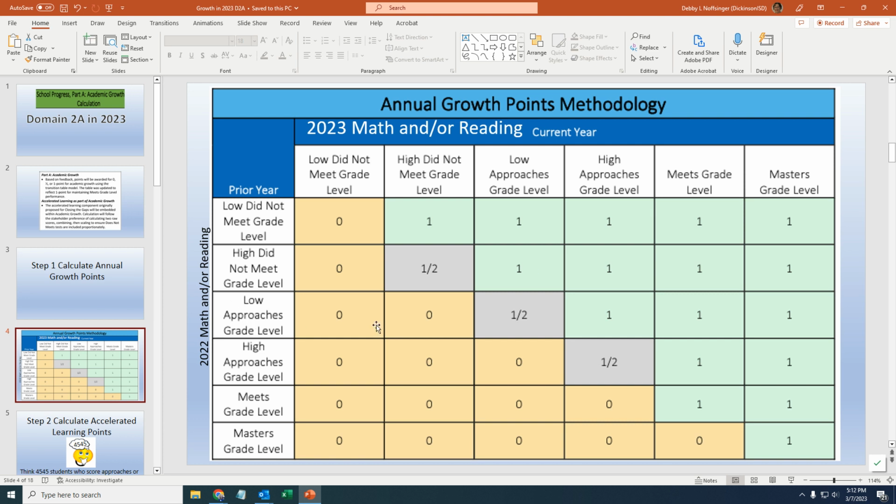If they were at low approaches, stayed at low approaches, a 1/2 point. Low approaches, moved up to high approaches, a full point. High approaches to high approaches, a 1/2 point. High approaches to meets, a full point. Okay, and you'll see that if they go from meets to meets, it's a full point. Masters to masters, it's a full point. And anytime that a student jumps a performance level, from meets to masters, from high approaches to meets, they are going to be able to receive a full point. So there's 3 ways in which they earn a 1/2 point, multiple ways in which they earn a full point, and ways in which they can actually earn no points.